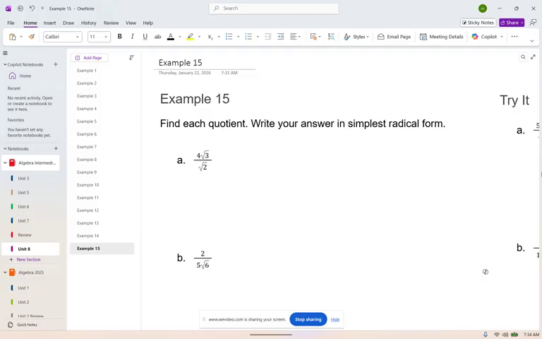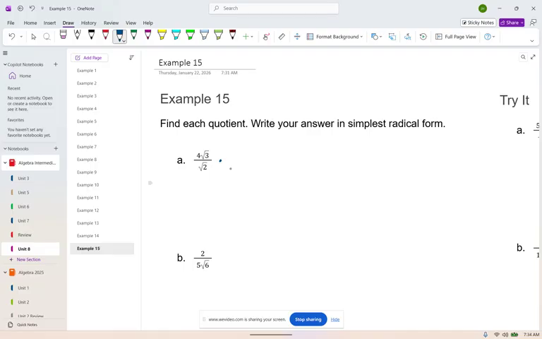So on part A, I've got a square root of 2 on the bottom of the fraction. So I'm only going to multiply by that square root, but I'm going to do it on the top and the bottom. When I have the square root of 2 over the square root of 2, that's equivalent to just 1. So I'm not changing the value of the problem. So this will end up being 4, and then 3 times 2 is 6.